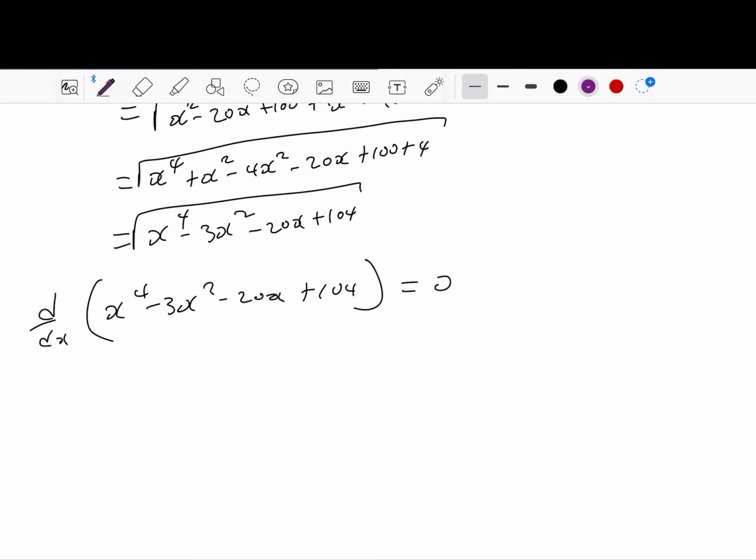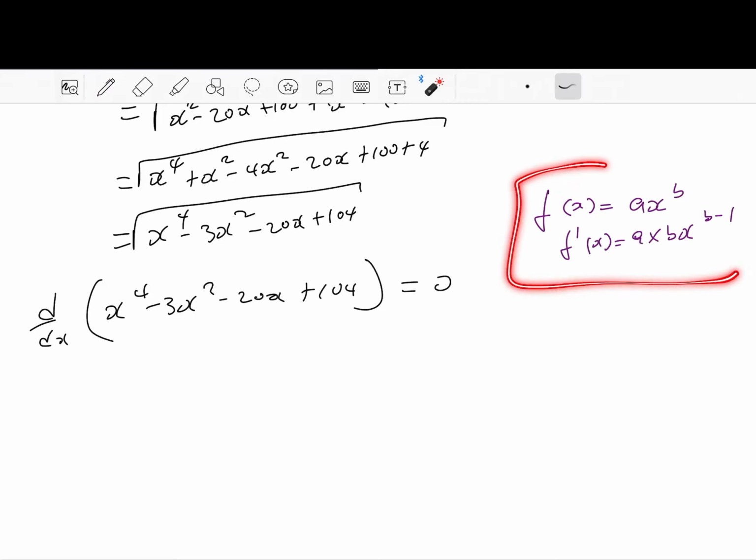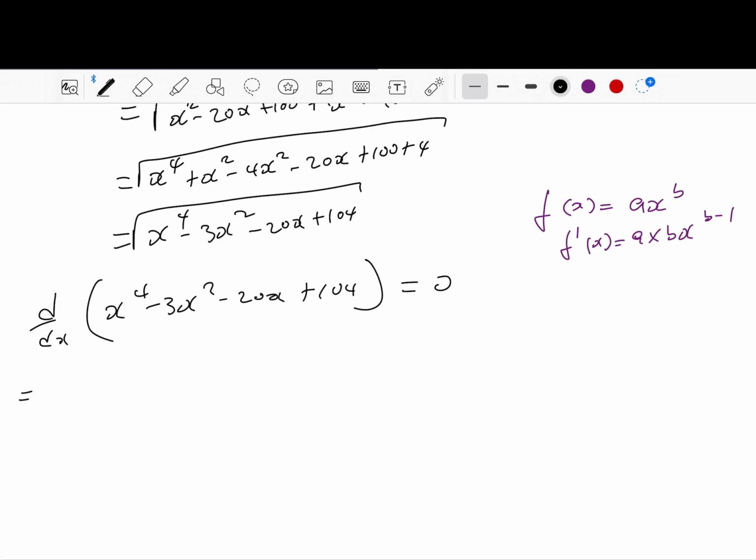We know that if you have f of x equal to ax power b, the first derivative would be a times b x power b minus 1. So this is how you find the first derivative of ax power b. So let's do that. In this case, the first derivative will be 4x power 3 minus 3 times 2x power 1 minus 20.